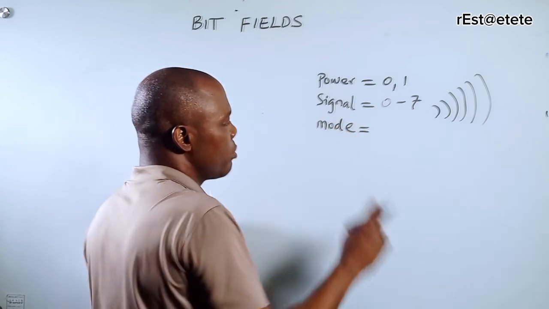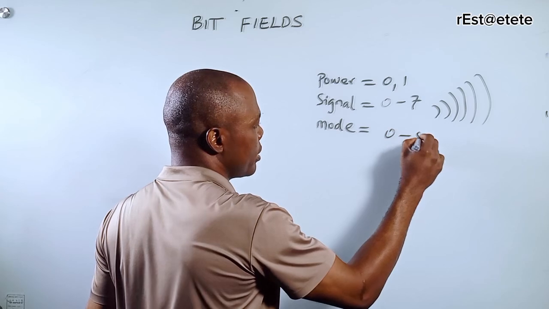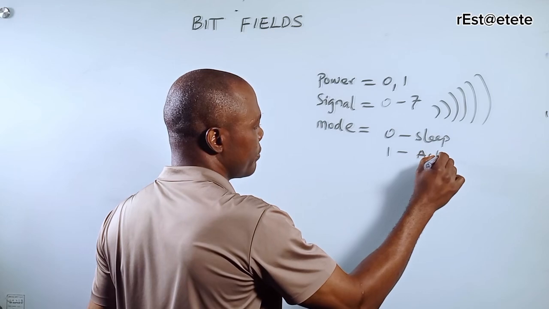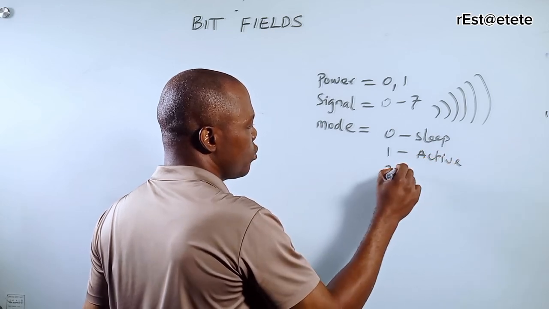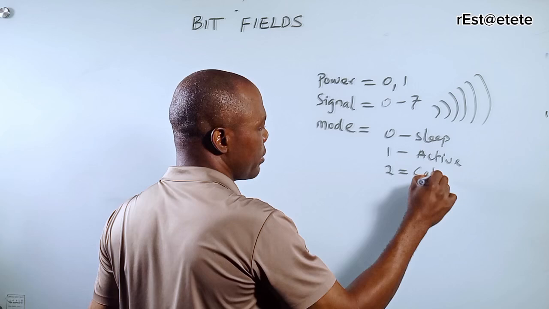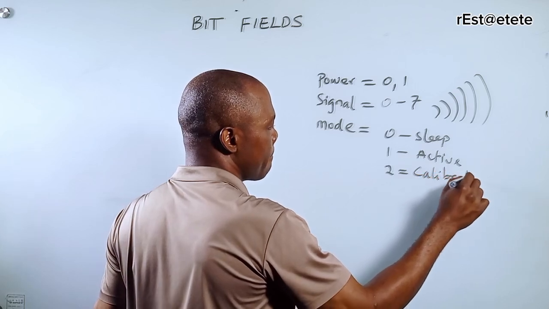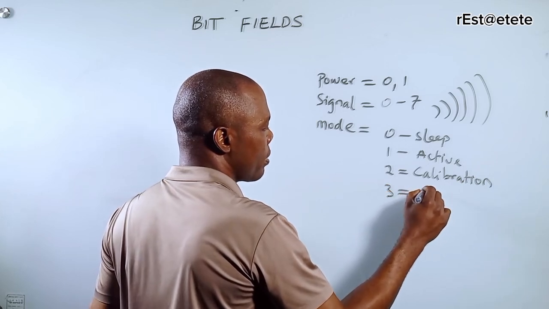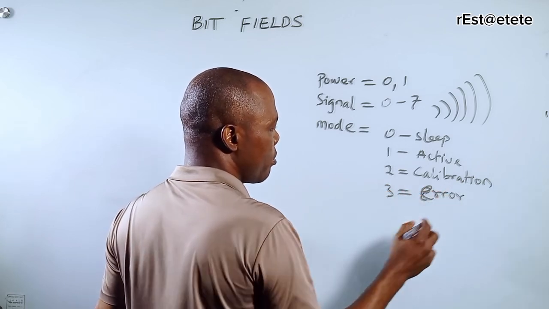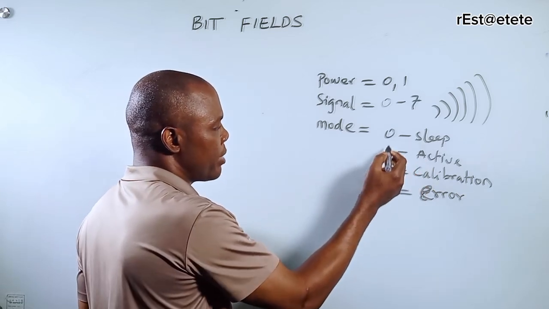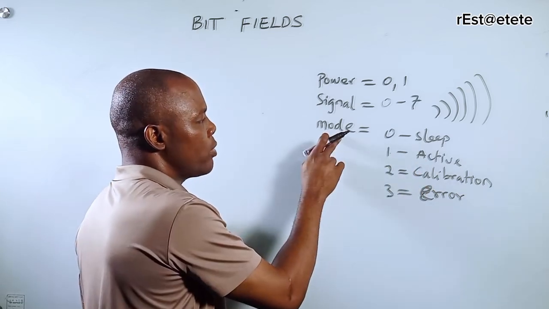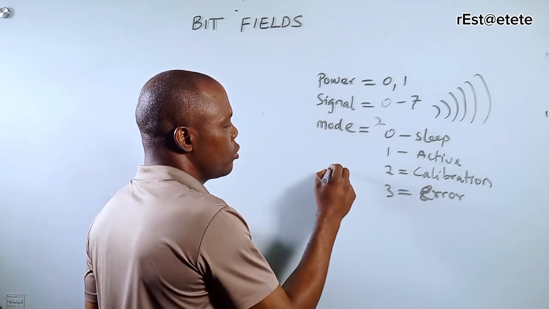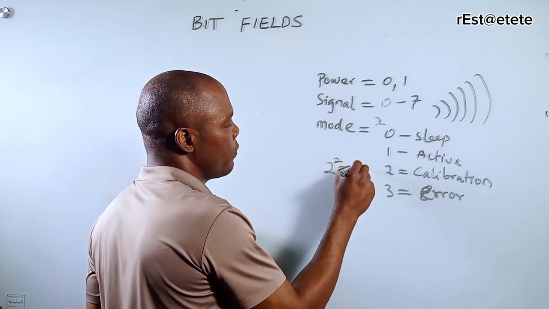In this mode, I will have 0 to be sleep mode, then 1 to be active, 2 to be maybe calibration, and 3 to be error mode. So how many values? 1, 2, 3, 4. Now, what will I use here? That means I will need 2 bits, because 2 bits will give me 2 raised to the power 2. That will give me 4.